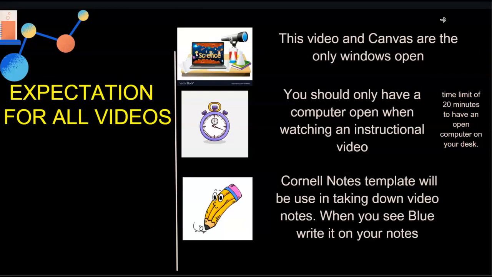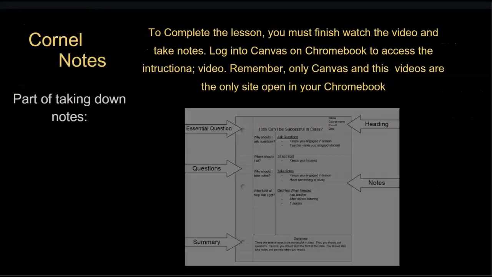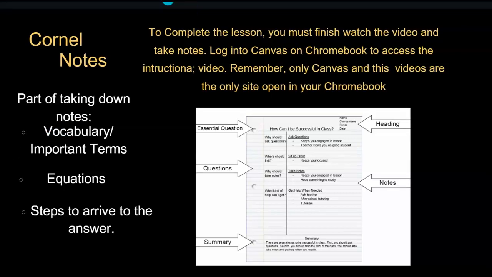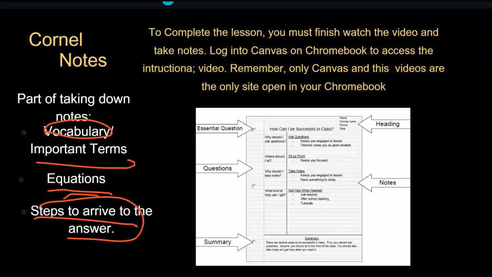All right. So the next one is the Cornell Notes. Part of the Cornell Notes that we are going to take are the vocabulary. You have to take notes because especially in science, we have a lot of vocabulary and important terms. In physics, IPC, you will be taking down notes on equations. In Earth and Space Science, you will be taking down steps and how to arrive at the different data. So this is how our Cornell Notes work. You will write the title over here and then the rest of the information. Okay, next.